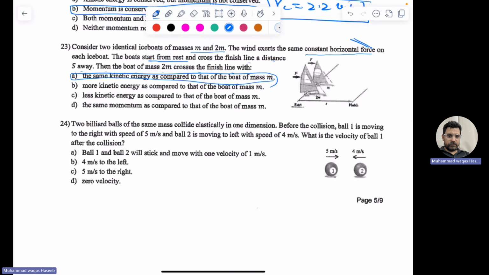Now, question number 24. Two billiard balls of the same mass collide elastically. When the balls collide elastically, they interchange their speeds. One is moving in that direction and one is moving in that direction. So when they collide, they interchange their speed. So ball one moves in this direction with 4 meters per second, and ball two will move 5 meters per second to the right. So what is the velocity of ball one after the collision?